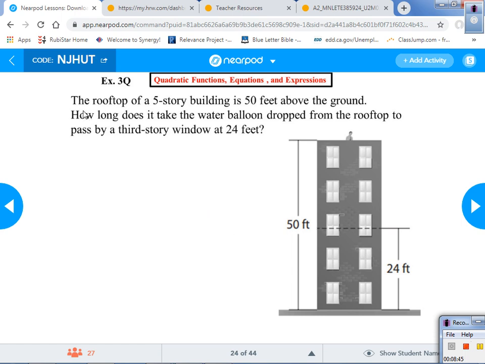Copy this one. It says, the rooftop of a 5-story building is 50 feet above the ground. What does above the ground mean? Height. How long does it take the water balloon dropped from the rooftop to pass by the 3rd-story window? 24 feet. What does 24 feet mean? The new height. They want us to figure out up to right there. How long does it take to get to there? I'll give you some time. Copy that. If you want, also sketch the little diagram that they give us. Go.